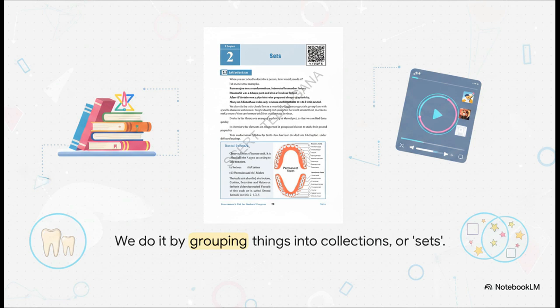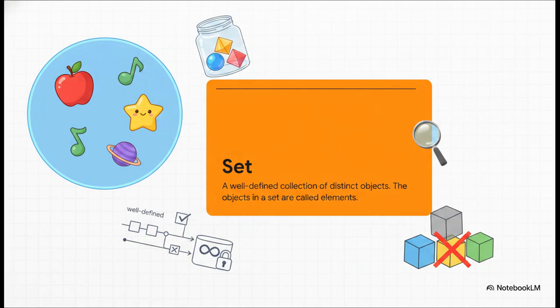We're constantly making little collections to understand the world. Like grouping the different types of teeth, or all the books in a library, or even just your favorite songs on a playlist. It's all about creating order. And this is where math comes in. It takes this basic, powerful idea of grouping things and gives it a formal name, a set.